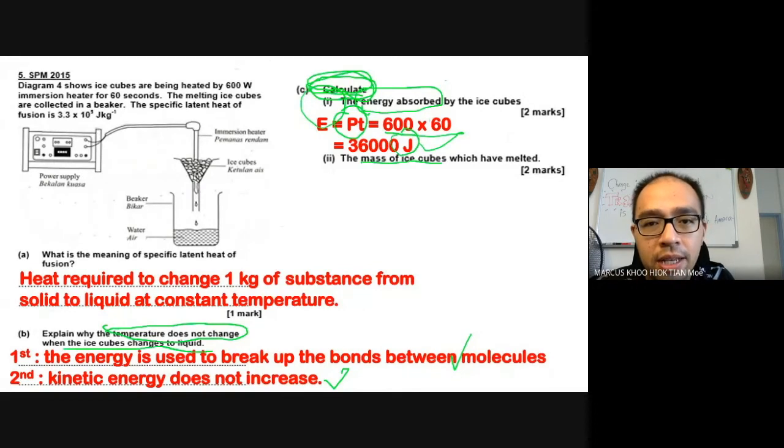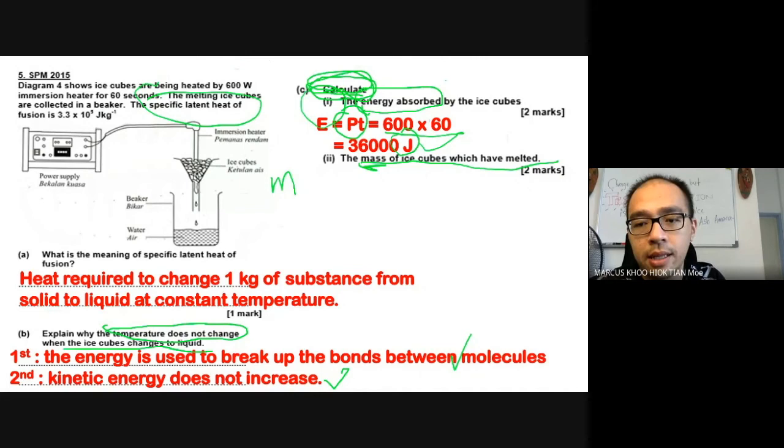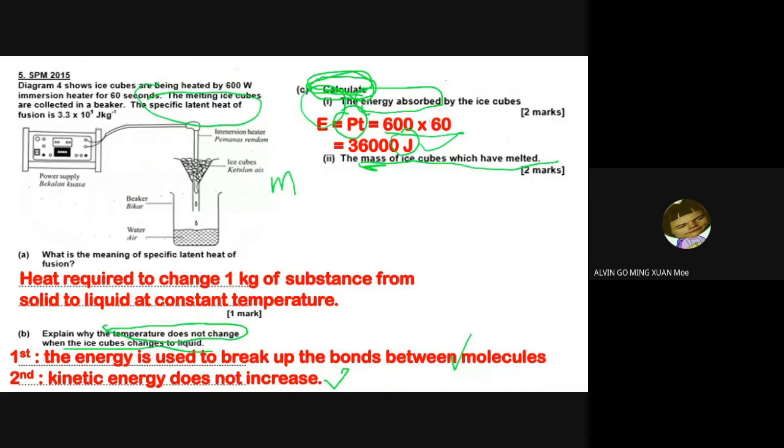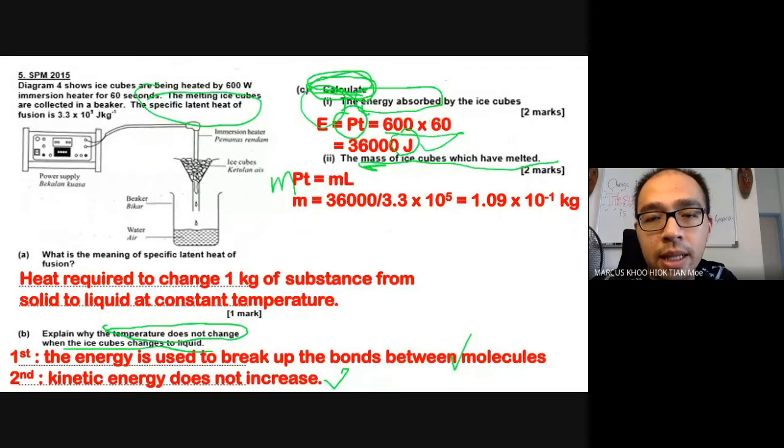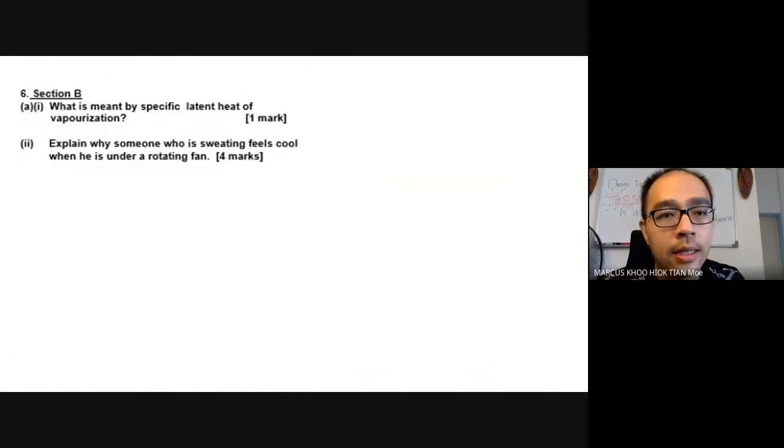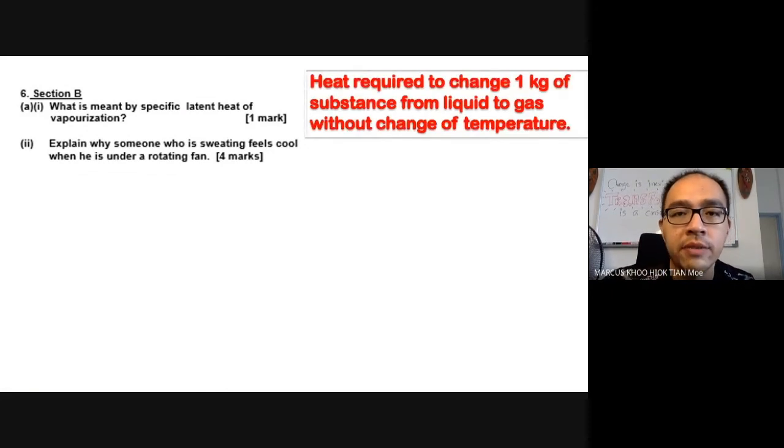Now the mass of ice cubes that have been melted. Since this is melting and they only give specific latent heat, we are talking about finding the value of m. 0.109 kilograms, or 1.09 times 10 to the power of -1 kilograms. Okay, good.